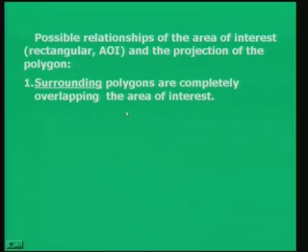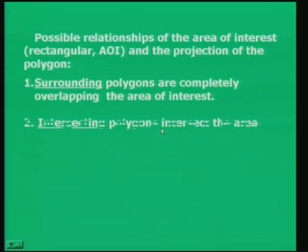What is done in 2D? Surrounding polygons are completely overlapping the area of interest. That could be one case. We will go through these possible relationships in terms of statements and then go to the example in the next slide. One relationship is surrounding. Just remember this word surrounding. We are talking of surrounding polygons which are completely overlapping the area of interest. Remember, this area of interest or AOI is a rectangular sub image or a part of the image under consideration. It could be the full image also to start with.